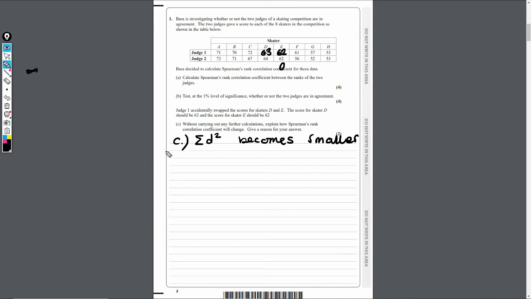So sigma d squared becomes smaller as the 62s align. So because of that, the correlation coefficient will increase. And there we have it. So that's question 1 for the Further Stats 2 exam fully complete.